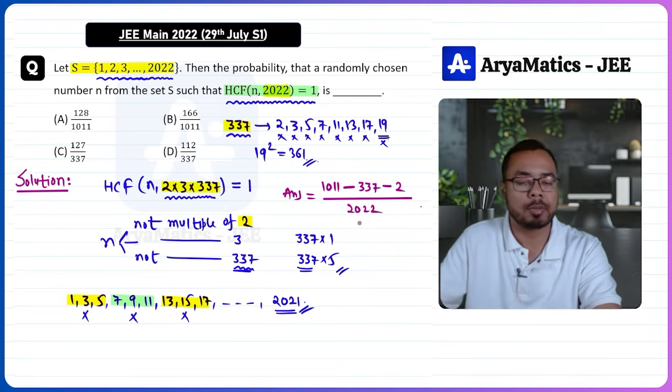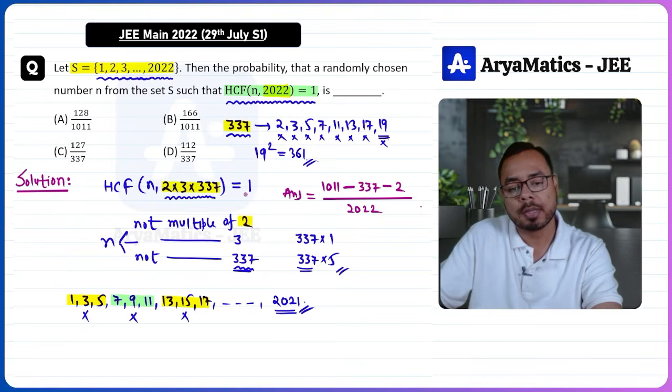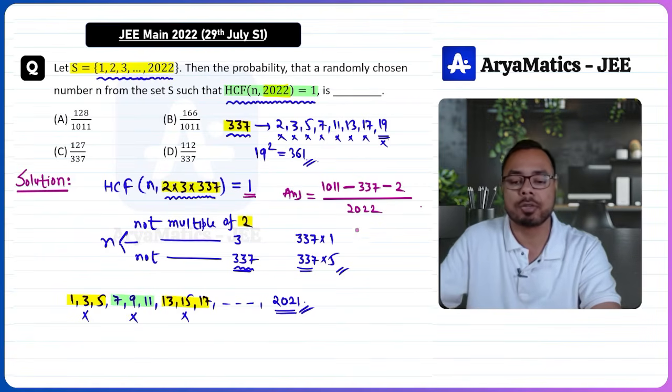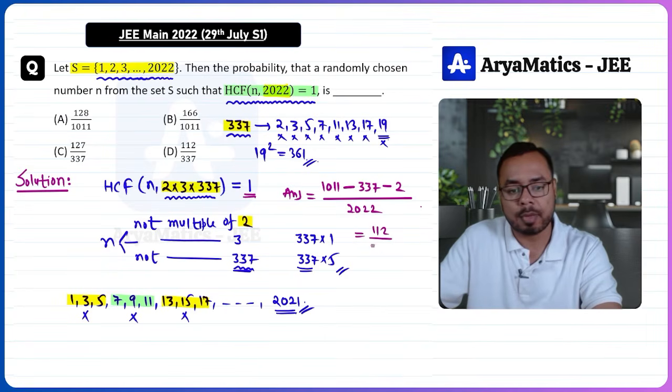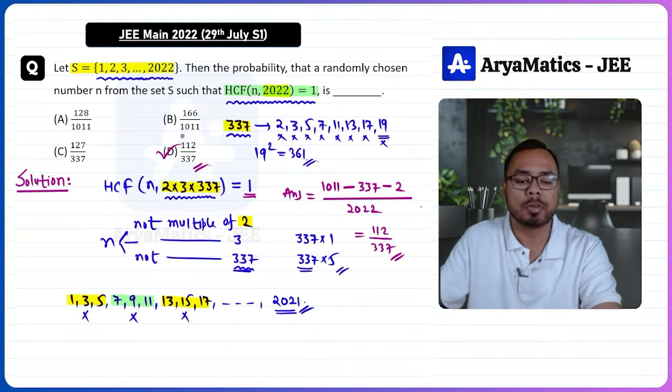Total number of cases 2022, select any one number from there, and the number of favorable cases means the number of numbers satisfying the condition that HCF will be 1, that will be 1011 minus 337 minus 2. And after calculation, you will find that this becomes 112 divided by 337. This calculation you can do on your own, and therefore the correct answer will be the fourth option.